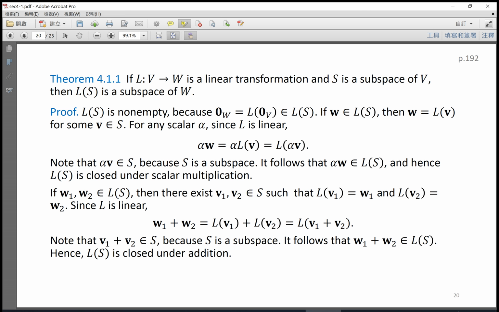We have found alpha V in S such that L of alpha V equals alpha W. Therefore, by definition, we know alpha W is in L of S, and hence L of S is closed under scalar multiplication.